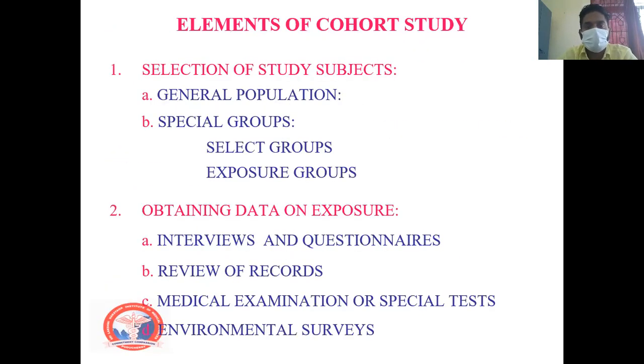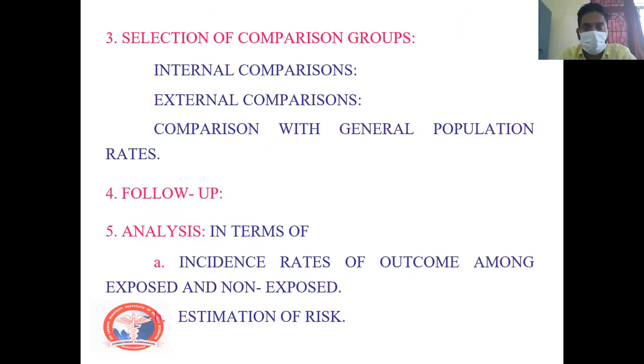So I'm repeating again, what are the steps in a cohort study? Selection of study subjects from a general population or from a special group, that is a selected group or the exposed groups. Obtaining data on exposure by doing interviews or by using questionnaires, reviewing of records, medical examinations or special tests, and environmental surveys. Selection of comparison groups, it can be internal comparisons or external comparisons or with the general population. Follow-up, and analysis in terms of incidence and risk.